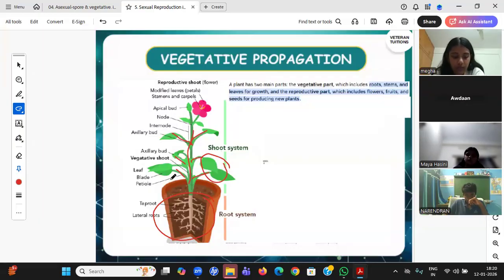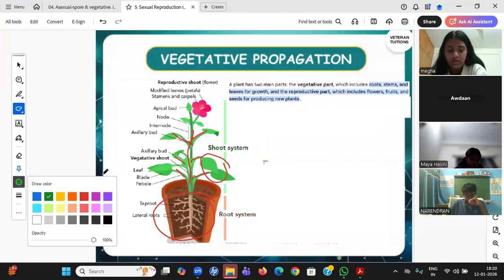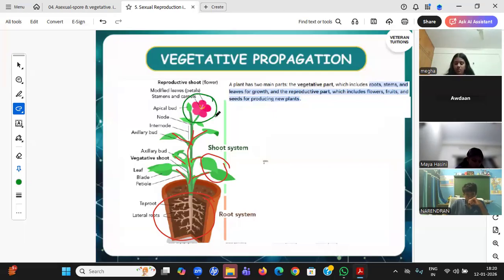Mitosis will happen. But that day we left the discussion of this part. What is this? This is the flower. Why did we leave it? Because it comes under the reproductive shoot. That's the reason, students. Let us start our discussion from the flower, which is nothing but the reproductive part of the plant.